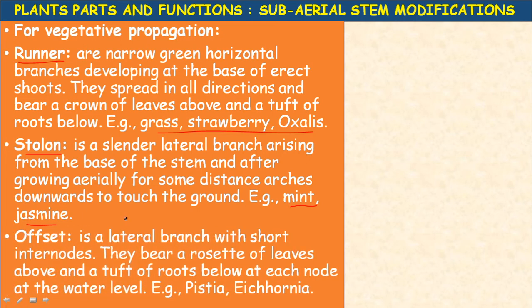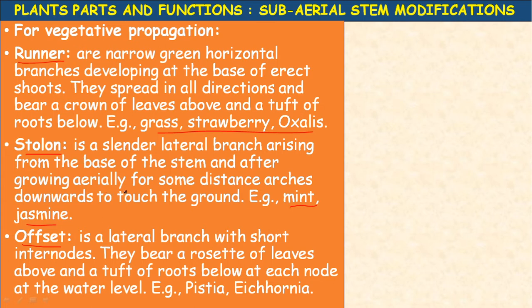Next, offset. Offset is a lateral branch with short internodes. They bear a rosette of leaves. Rosette means a bunch of leaves, like the petals of a flower. They bear a rosette of leaves above and a tuft of roots below at each node at the water level, just like a stolon.